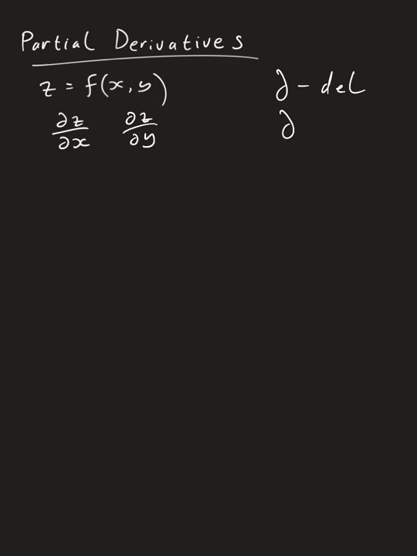So the partial derivative is denoted with del. So z is a function of x and y. I can take del z del x or I can take del z del y. That's the partial derivative with respect to either x or y. So let's say that z is equal to f of x and y, and in particular it's equal to x squared plus 3xy plus 2y cubed.